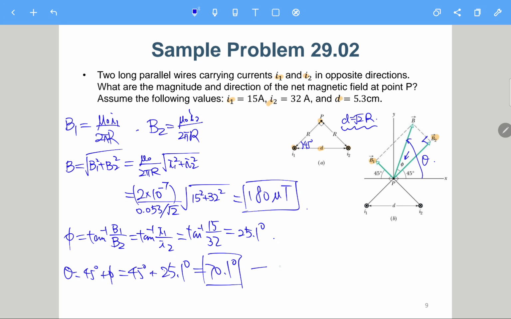So this is 70.1 degrees relative to the x-axis, counterclockwise. Any questions?